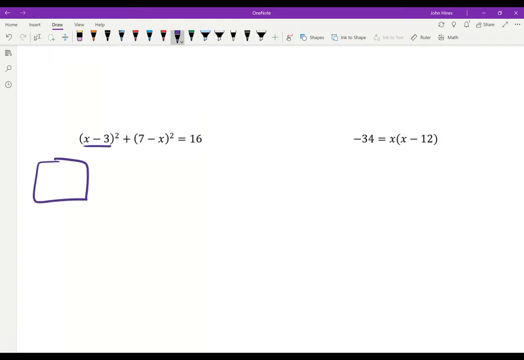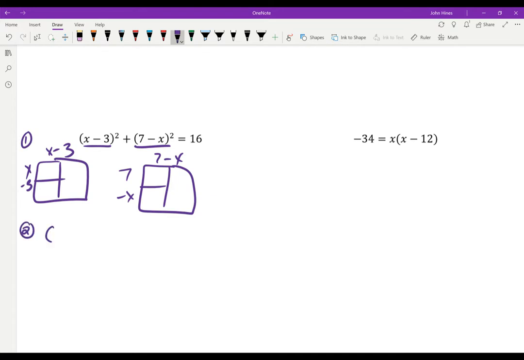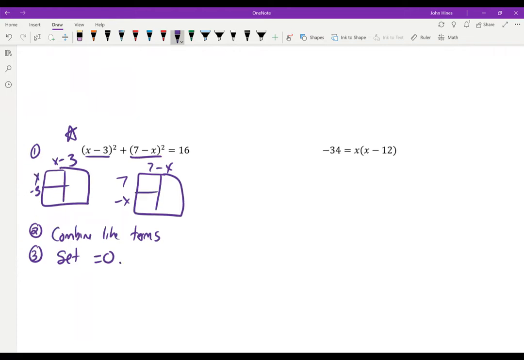You got to make a box for x minus 3 and x minus 3. You've got to make a box for 7 minus x and 7 minus x. Then combine like terms. So that's kind of step 1 is make your boxes. Step 2 is combine like terms, and then set it equal to 0. So this is a tough one. This is a real challenge question here.